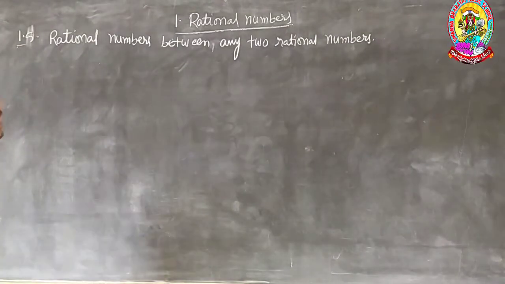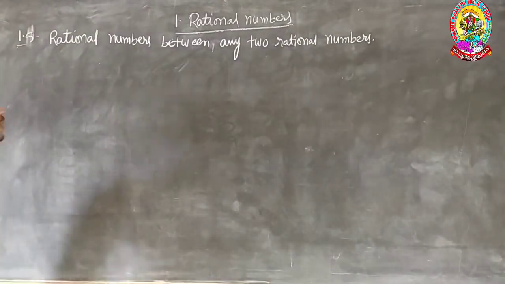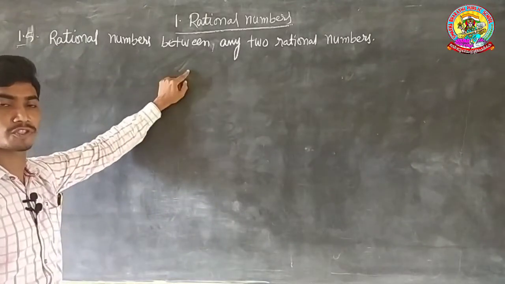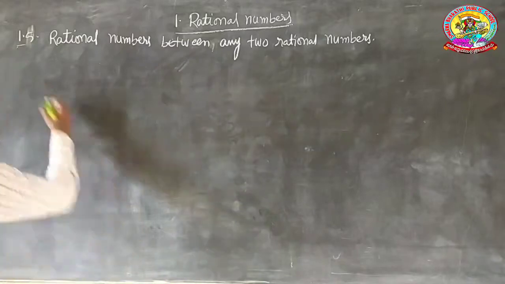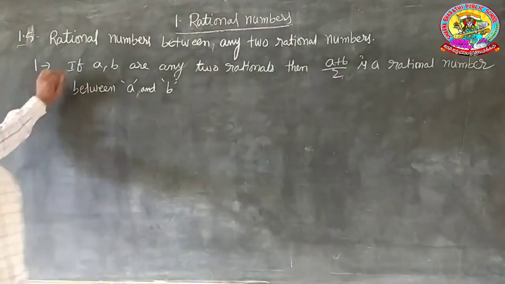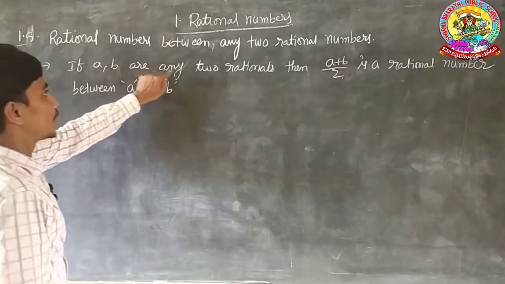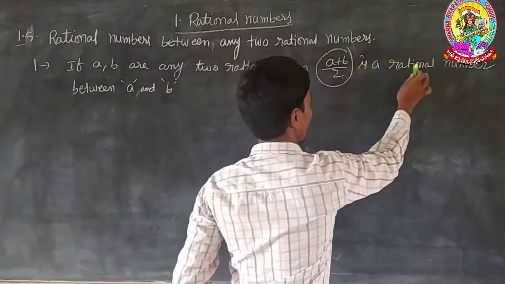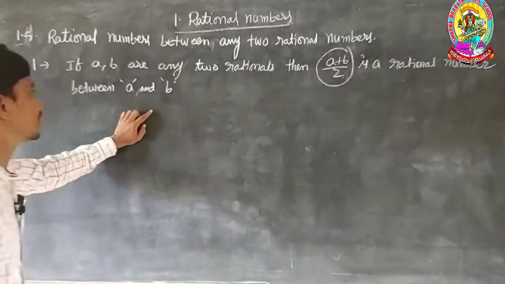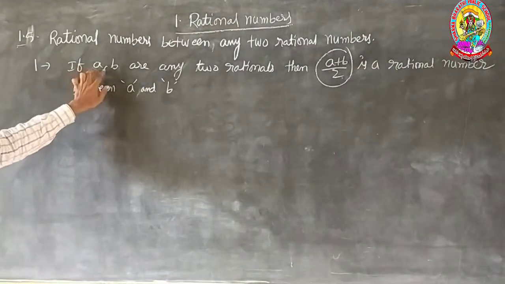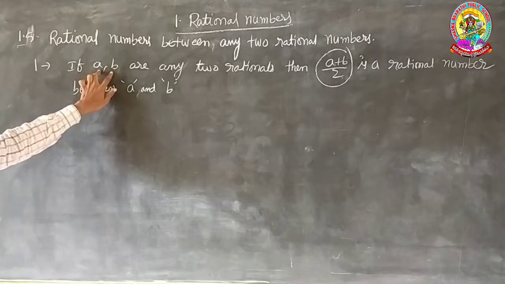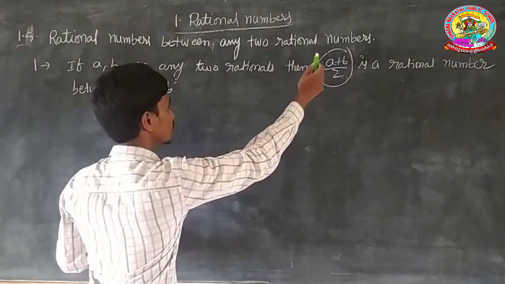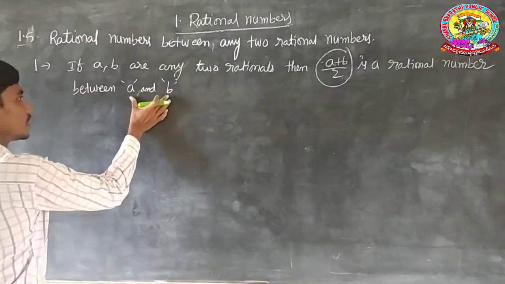Rational numbers between any two rational numbers. So how can we find a rational number between any two rational numbers? We should follow two methods for this. Method 1: if a, b are any two rational numbers, then (a plus b) by 2 is a rational number between a and b. If the given numbers are in the form a, b, simply finding the mean of a, b gives the rational number in between a and b.